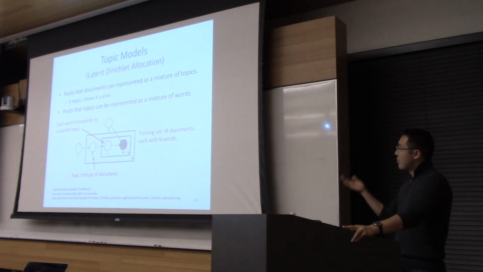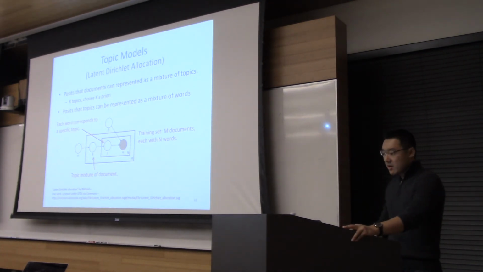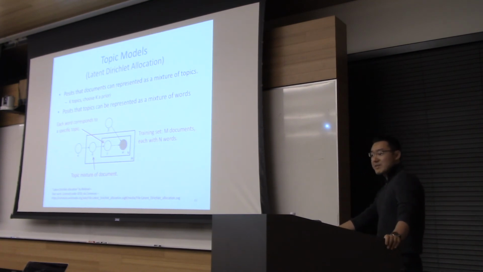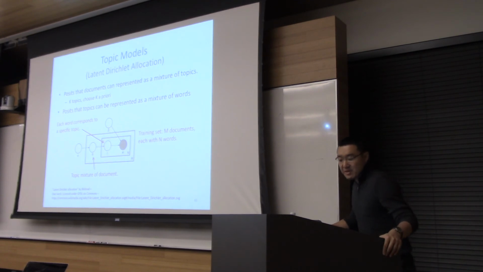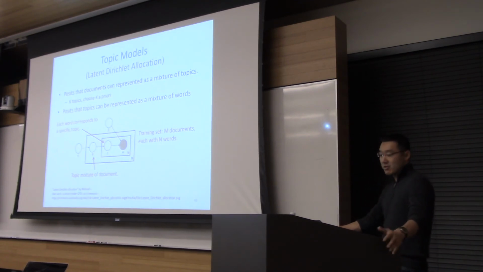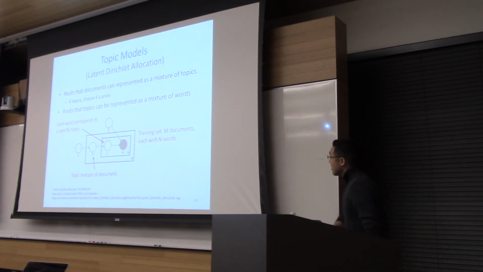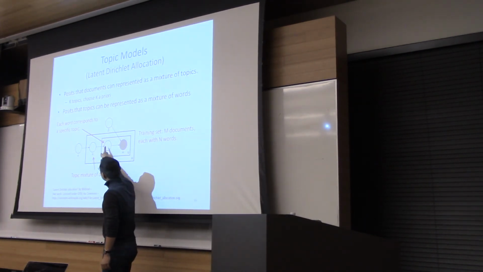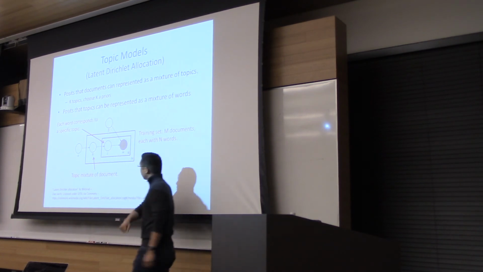Whenever you define these sorts of generative models, you make a number of assumptions, right? So here we're positing that documents are represented as a mixture of topics, and topics are represented as a mixture of words. And we want to learn, and the parameters of this model are the document mixture, the topic mixture of the document, and the word mixture of the topics.